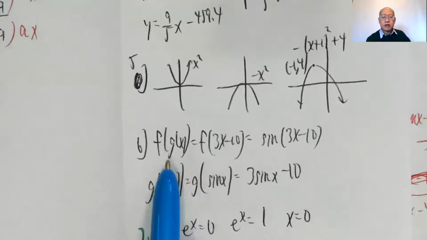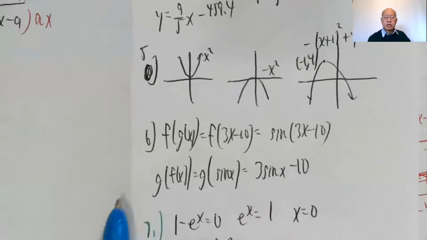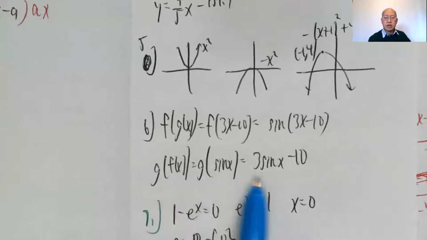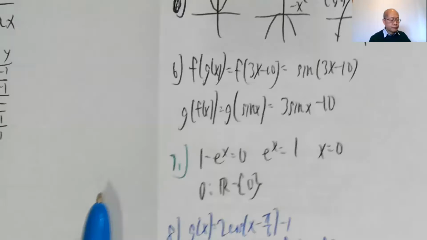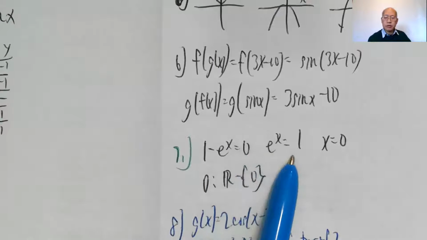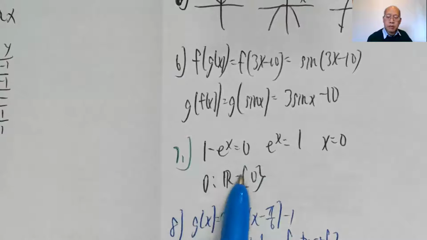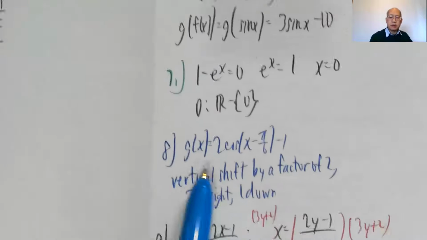Number 6, f of g of x is f of 3x minus 10, sine of (3x − 10). g of f of x is g of sine of x, 3 sine x minus 10. Number 7, set the denominator equal to 0, e to the x equals 1, x is 0. That gets thrown out of the domain, so the domain is all real numbers minus the set consisting of 0.